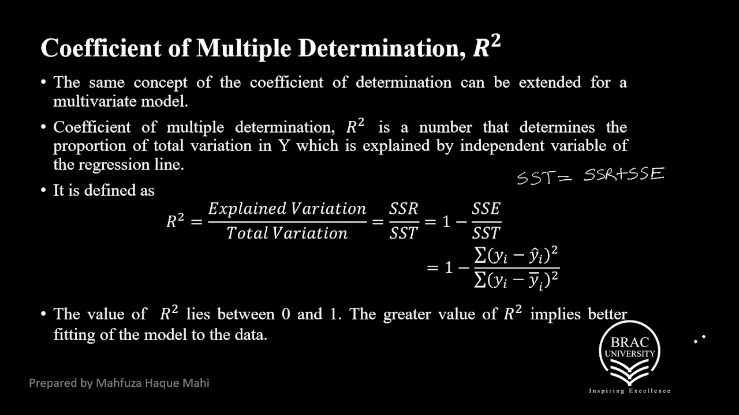We can also write the expression for R square like this, which are just the expressions of SSE and SST. The value of R square lies between 0 and 1. The greater value of R square implies better fitting of the model to the data.